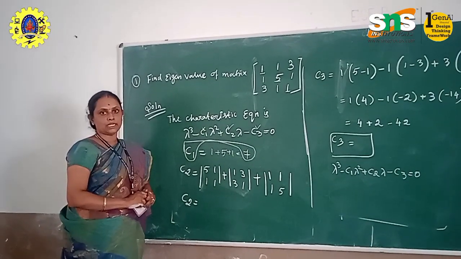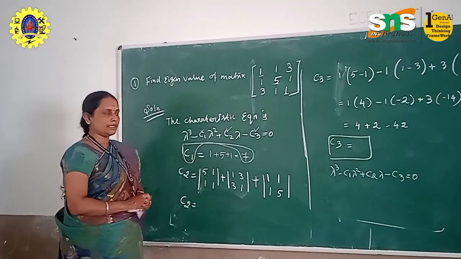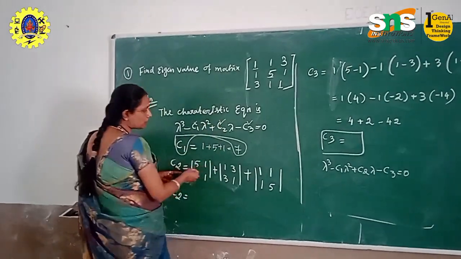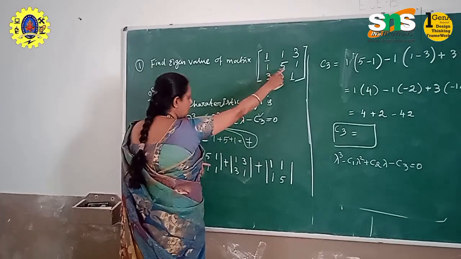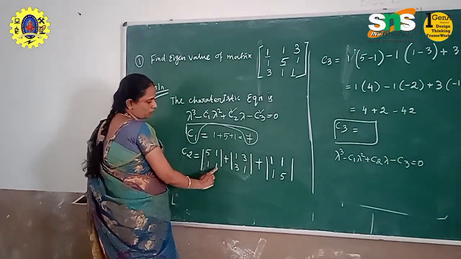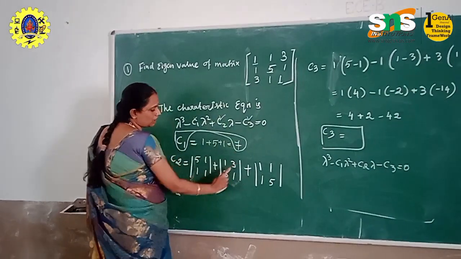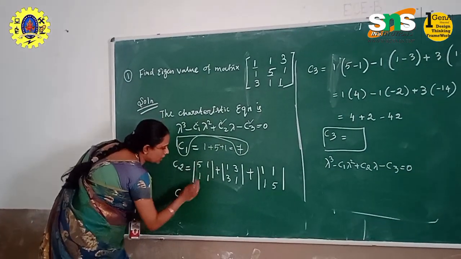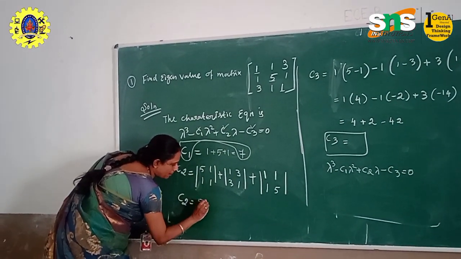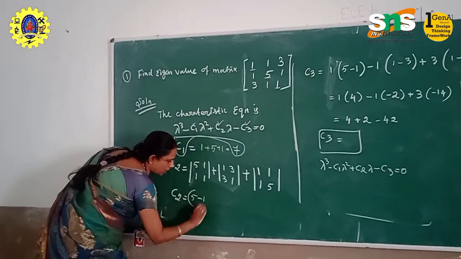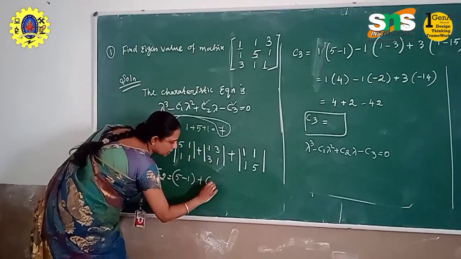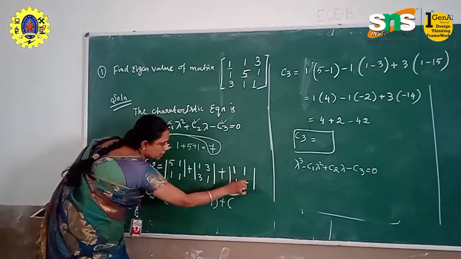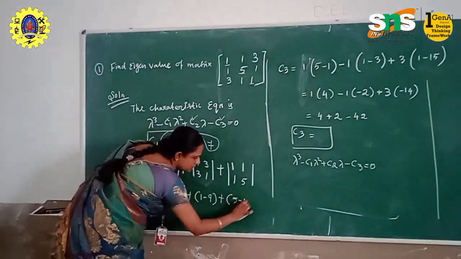c2 is nothing but the sum of the minors of the main diagonal elements. So what is the sum of the minors of the main diagonal elements? It is the determinant of [5, 1; 1, 1] plus [1, 3; 3, 1] plus [1, 1; 1, 5]. Next we have to simplify. 5 into 1 is 5 minus 1, 1 into 1 is 1 minus 9, plus 1 into 5 is 5 minus 1.